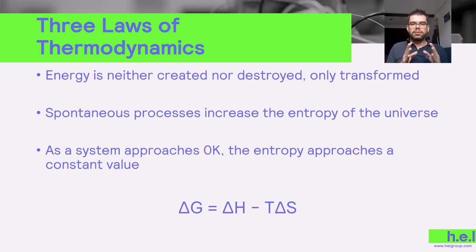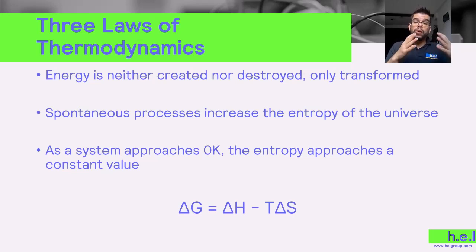These three laws, when combined, result in the equation that gives us the Gibbs free energy. This equation is quite simple. The increase in the Gibbs free energy is equal to the change in enthalpy minus the temperature in Kelvin times the increase in entropy.